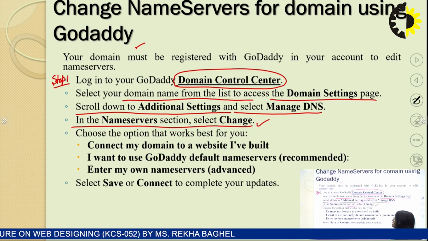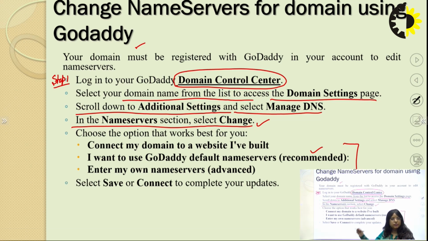After selecting the Change option, you will see these three options: connect my domain to a website I have built, I want to use GoDaddy default name server, and enter my own name server. The default option is recommended as well. You can choose the second one, and finally, you have to select Save or Connect to complete your updates. So, this is the procedure by which you can change your name server for a domain.